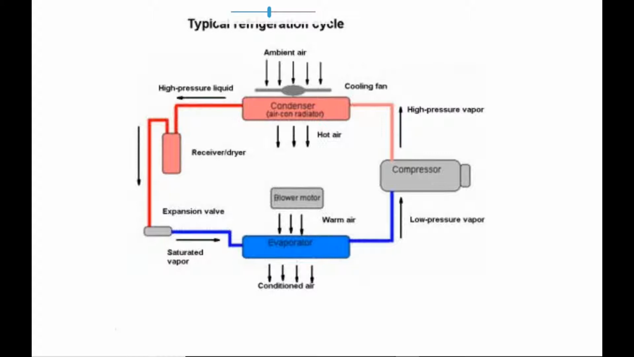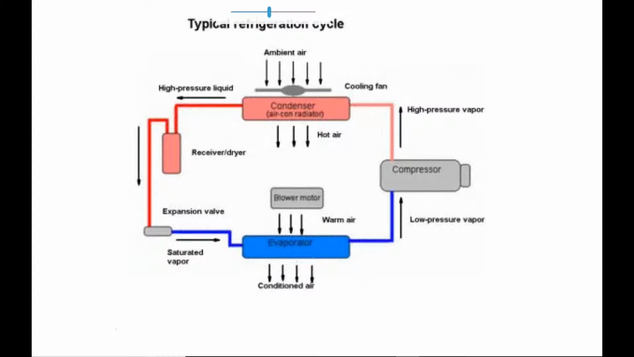Now it's a liquid. It goes into the receiver dryer. I'll go into this receiver dryer a little bit, and I'll show you an example of what's in my car. It comes back out and goes to your expansion valve, the throttle valve in other words. This is where it loses its pressure. It turns to saturated vapor, so the vapor is very wet, and it's at lower pressure now. This blue bit is low pressure.